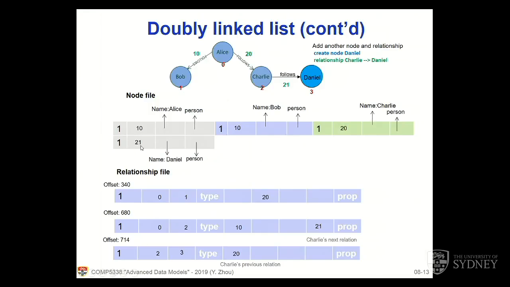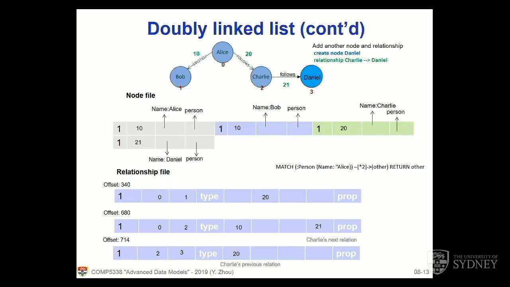So we also update the node record of Daniel here. Its first relationship has ID 21. And for Daniel, it doesn't have a previous and doesn't have a next because this is the only one. So that's all the things we have so far. All the node records basically are complete, so every bit of information is filled in. But for relationships, there are still a few components. It doesn't really have value because we don't have many relationships.